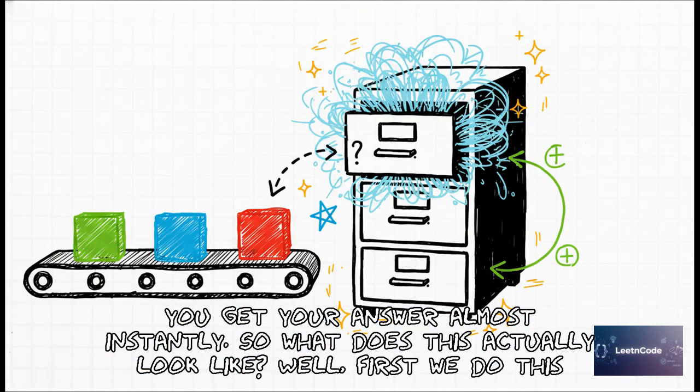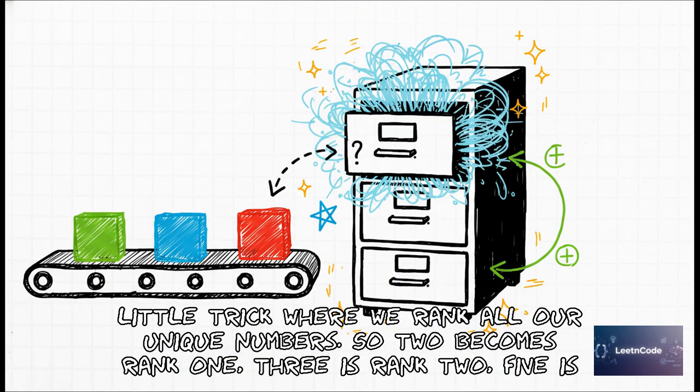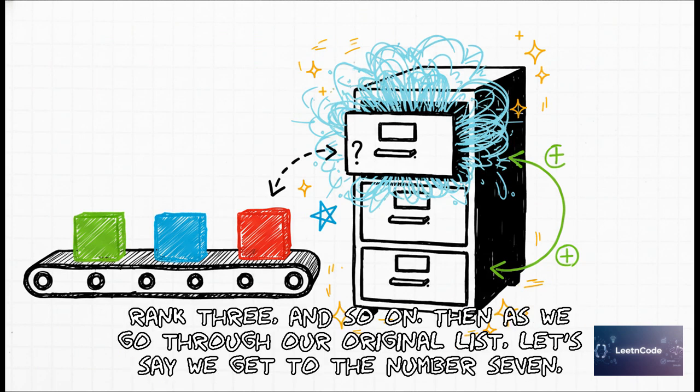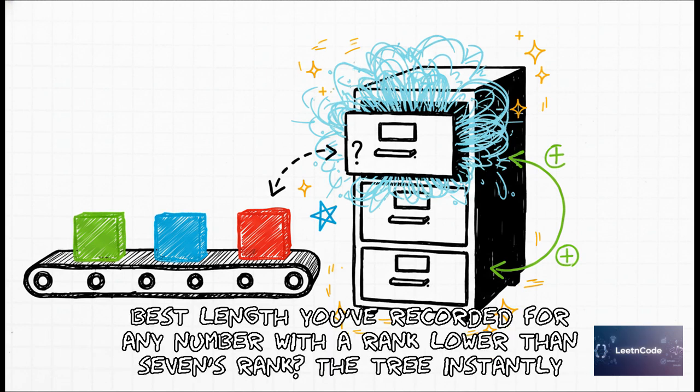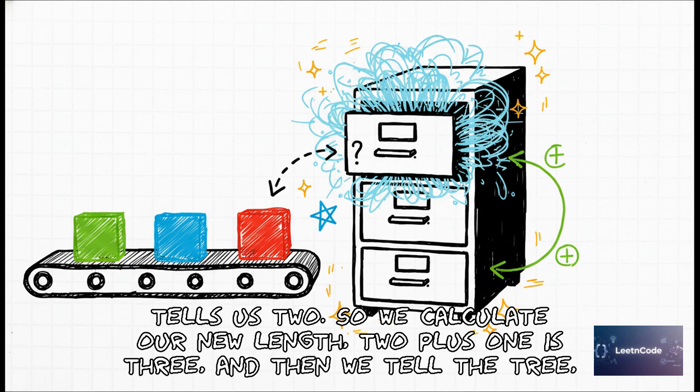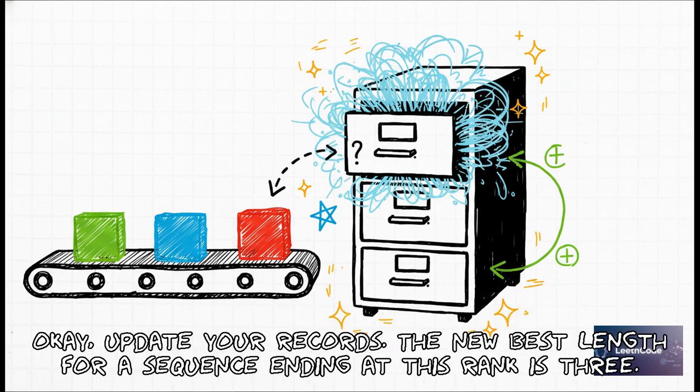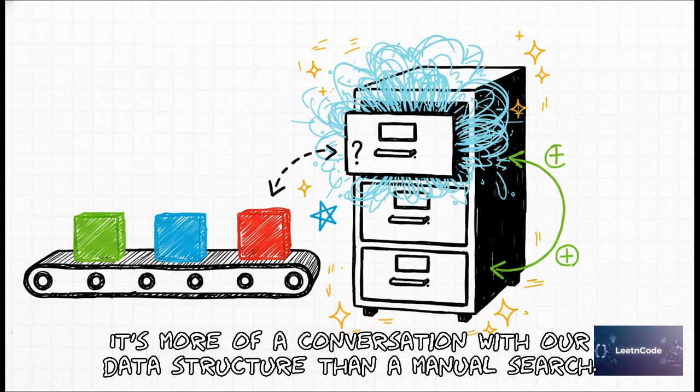So what does this actually look like? Well, first, we do this little trick where we rank all our unique numbers. So 2 becomes rank 1, 3 is rank 2, 5 is rank 3, and so on. Then, as we go through our original list, let's say we get to the number 7, instead of scanning everything that came before it, we just ask our magic tree, hey, what's the best length you've recorded for any number with a rank lower than 7's rank? The tree instantly tells us 2. So we calculate our new length, 2 plus 1 is 3, and then we tell the tree, okay, update your records. The new best length for a sequence ending at this rank is 3. It's more of a conversation with our data structure than a manual search.